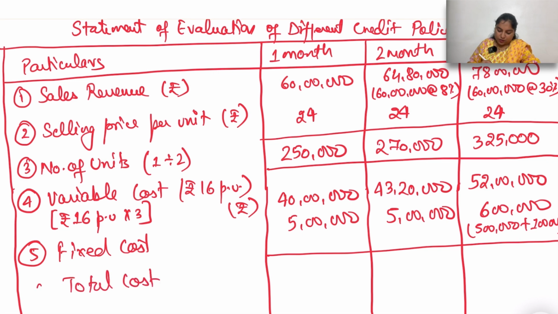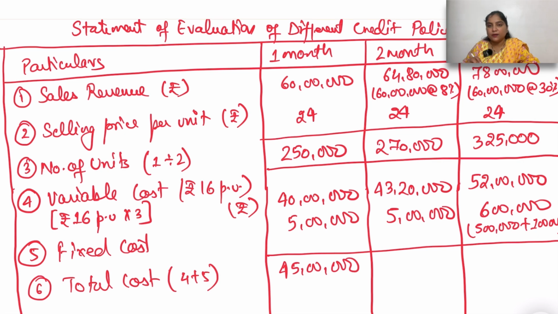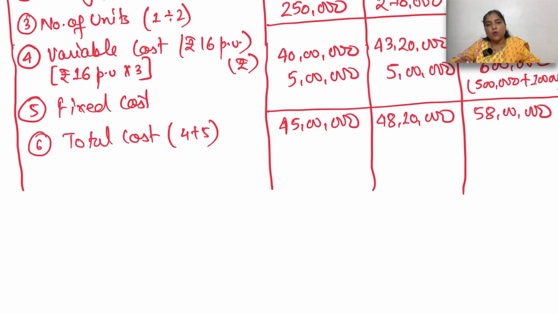Now, is it possible to get total cost? Please tell me. That is point number 4 plus point number 5. Please satisfy yourself. We have 45 lakh in case 1, 48 lakh 20,000 in case 2, and 58 lakh in case 3. So we got total cost here.